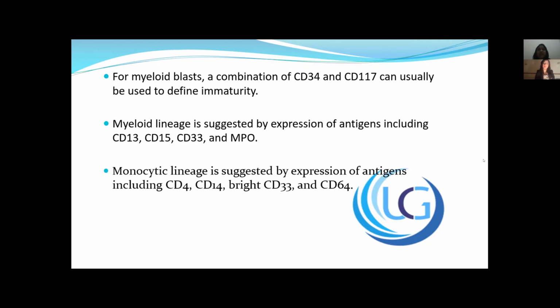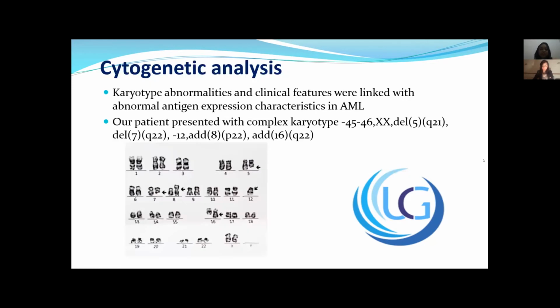For myeloid blasts, a combination of CD34 and CD117 can be used to define immaturity of the blast. Myeloid lineage is suggested by expression of antigens including CD13, CD15, CD33, and myeloperoxidase. Myeloperoxidase is an important marker to differentiate myeloid lineage and lymphoid lineage. Myeloperoxidase is only positive in myeloid lineage. Monocytic lineage is suggested by expression of antigens including CD4, CD14, and bright CD33 and CD64.